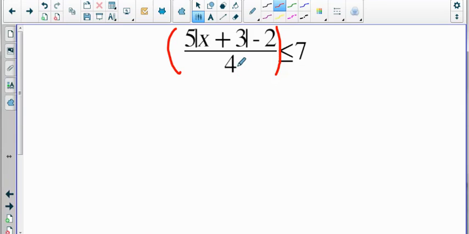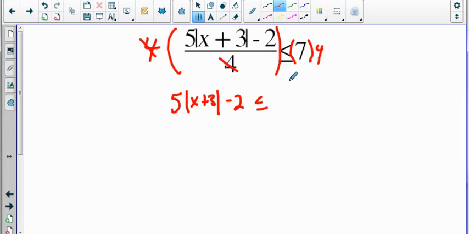How do you get rid of a fraction? You multiply by the denominator. How do you undo division? You multiply. So we know that these two are going to cancel out. These two are going to cancel out. And that's going to leave us with 5 times the absolute value of x plus 3, and all of that minus 2. Now, we multiplied this whole side by 4. That means we have to multiply this by 4. And what is 7 times 4? Well, it's 28.